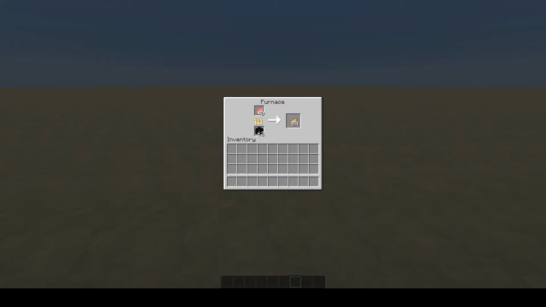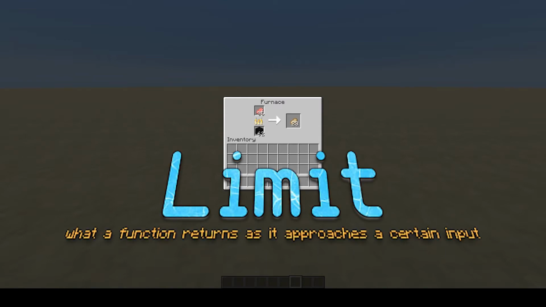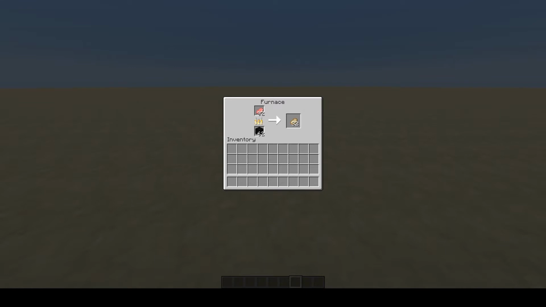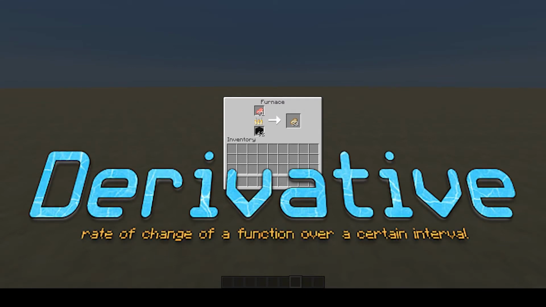With the number of raw pork chops near 0, we can assume there will be about 64 cooked pork chops. This is an estimation based on the modifier of the function. Such an estimation is called a limit, or an estimation of the output of a function at a certain input. We use this estimation to find the derivative, or an approximation of the rate of change between variables.